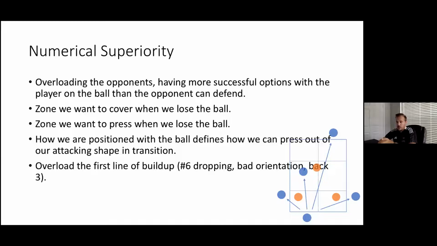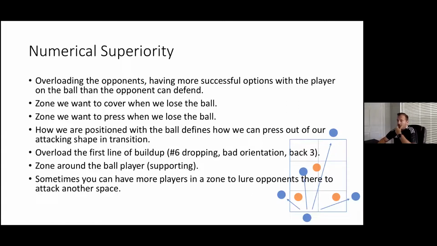Often you'll see teams overload the first line of buildup with like a number 6 dropping in or a fullback staying deeper to have 3 in the back building against 2 strikers or something like that. That's one way to create numerical superiority. And obviously around the ball, you see overloads where, let's say, the left winger gets the ball, a bunch of players support him, and there's an overload in that area. If the opponent reacts, you can switch the ball. Again, you can sometimes attack with players in a certain zone to lure the opponents into that zone, which opens a different area of the field, and you attack that field because your team's spread out across the field.